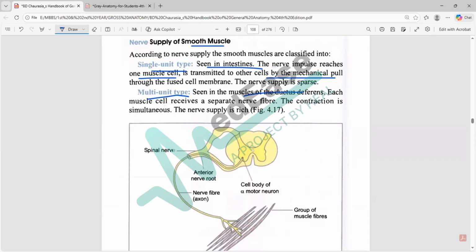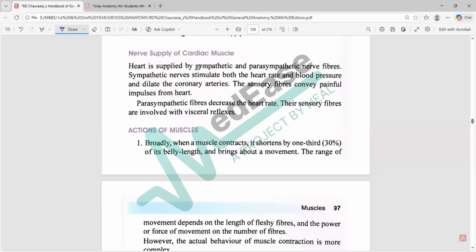Now, when we talk about the heart, this will be supplied by the autonomic fibers, the sympathetic and parasympathetic. Sympathetic will be stimulating the heart rate and blood pressure, whereas dilating the coronary arteries, whereas parasympathetic decreases the heart rate and is mainly involved in the reflexes.